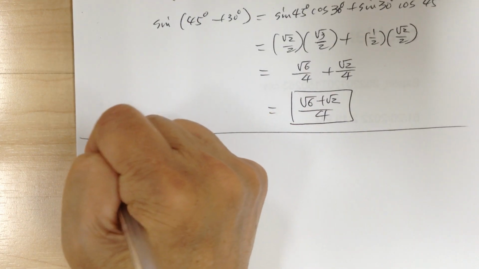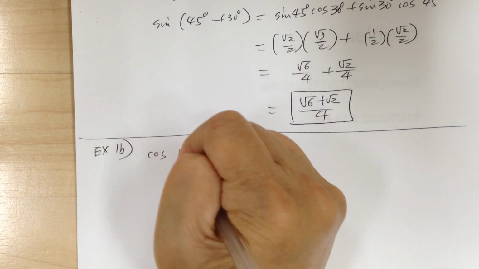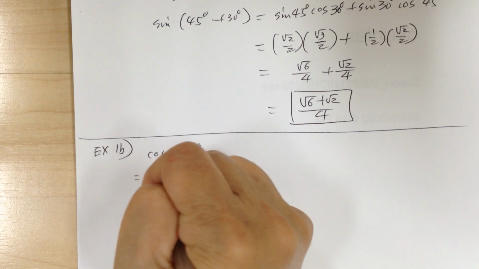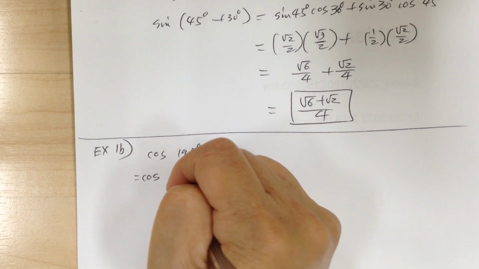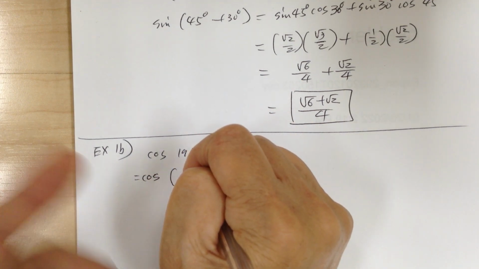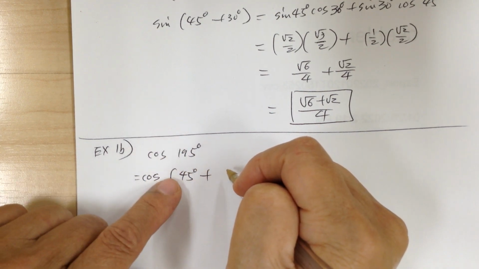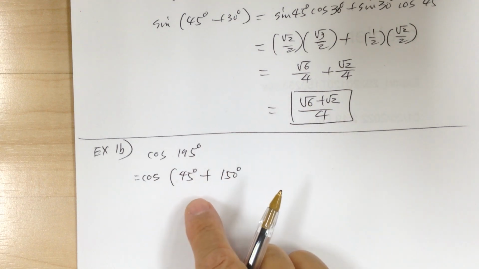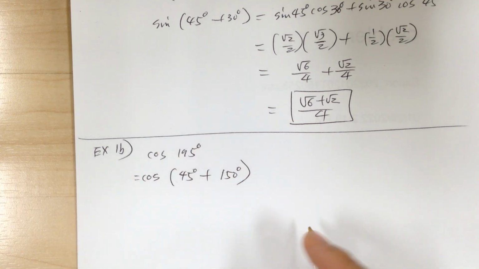Now example 1b, you're looking for cosine of 195 degrees. Again, you want to break it down into two numbers that you're familiar with. You can use any angles as long as they equal 195. When you see the 5, right away there's going to be a 45. So I'm going to use 45, and 195 minus 45 will give you 150. In the book they use 240 minus 45. It doesn't matter, you can use any combination to get 195.